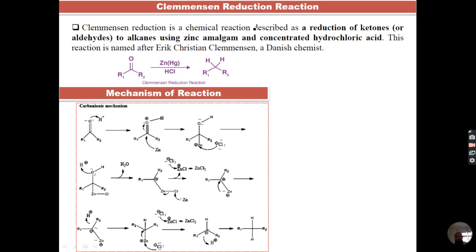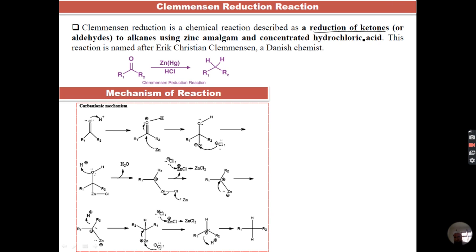Clemmensen reduction is a chemical reaction described as a reduction of ketones. एक चीज यहाँ पे इंपॉर्टेंट आप याद रख लीजिए, this reaction can be used for aldehydes as well as ketones. लेकिन aldehydes के केस में it's not that much useful, ठीक है, because sometimes it leads to the formation of different types of products also. So we use it mainly for the ketones.